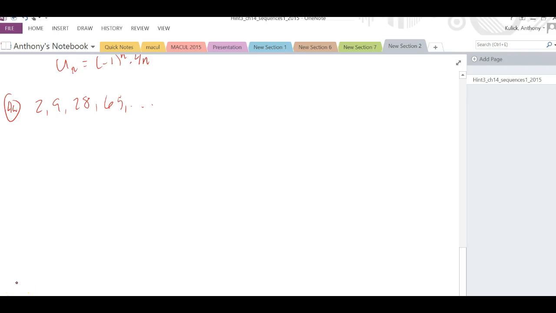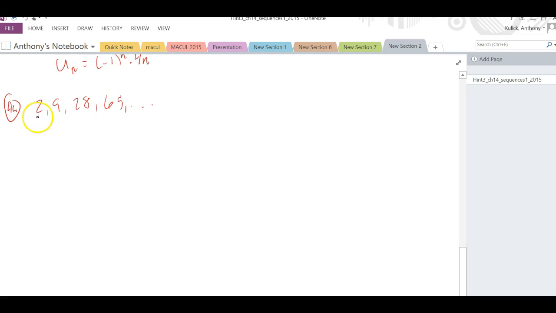So I'm going to go through how to use our graphing calculator to find the coefficients for a polynomial sequence. What I'm looking at is 4a from the homework. What we have here is the sequence 2, 9, 28, 65.